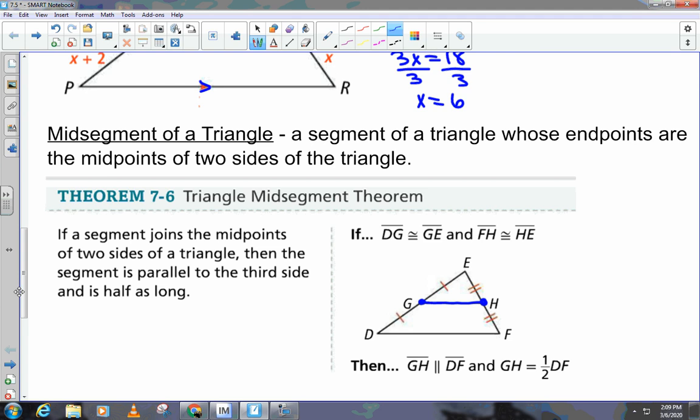And so we have the triangle mid-segment theorem that says, if the segment joins the midpoints of two sides of the triangle, then the segment is parallel to the third side and half as long, okay? So, if this right here connects the midpoints of the two sides, it's parallel to the third side, and it's half the length of the third side. So if the third side is 20, then what would GH be? 10. Or if you knew GH was 10, then you could say that DF was 20, okay? So that mid-segment is half the length of the third side.